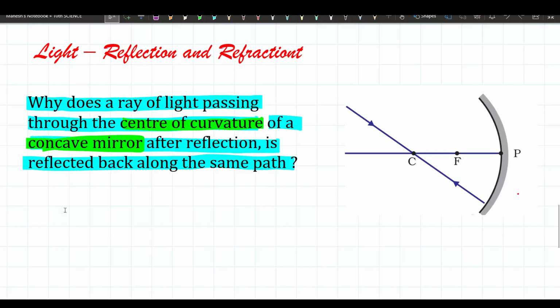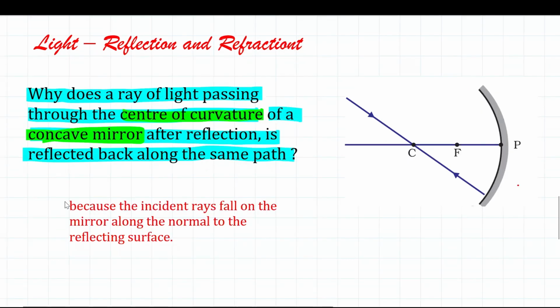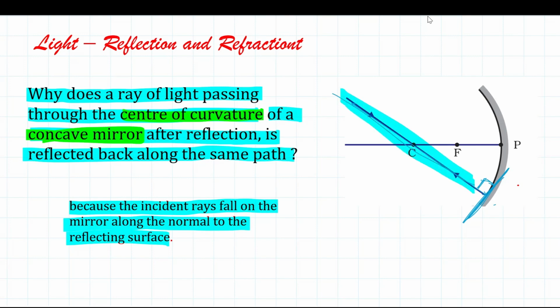So the answer will be: that is because the incident ray falls on the mirror along the normal to the reflecting surface. As I told you, this acts as the normal to the surface of the mirror. And that's why it will rebound back on the same path, or you may say that it retraces its path.